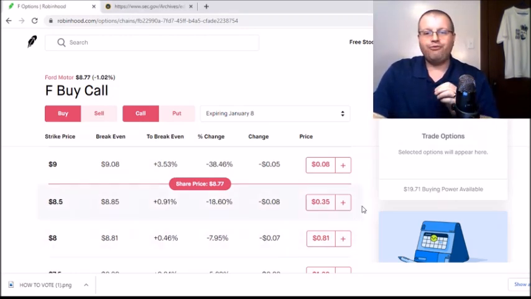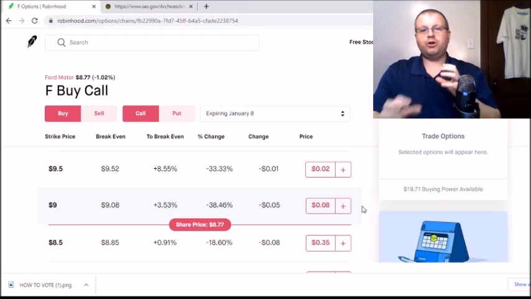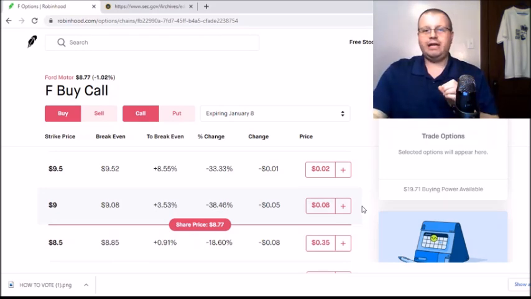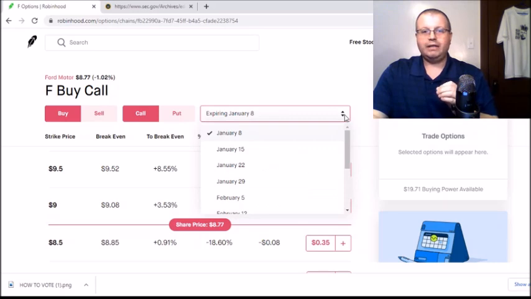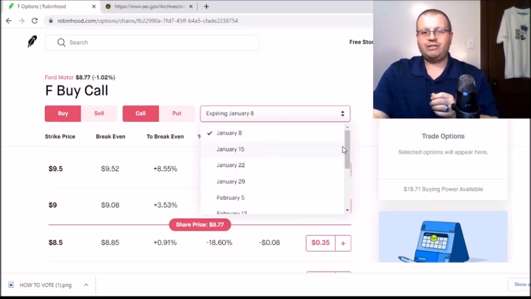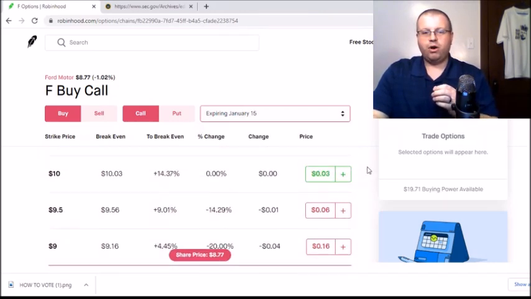So the first one we're going to go over is buying a call. In today's video, I'm going to be using Ford, ticker symbol F, just for educational purposes. Don't be buying these right now. But if you're bullish on Ford and you believe the stock price is going to rise within a certain date, as you can see here, you can select any date you want. You can do January 8th, which will be next week, or go up to next month, February 5th, and the dates keep changing. But let's just say for this video, you want to go to January 15th.